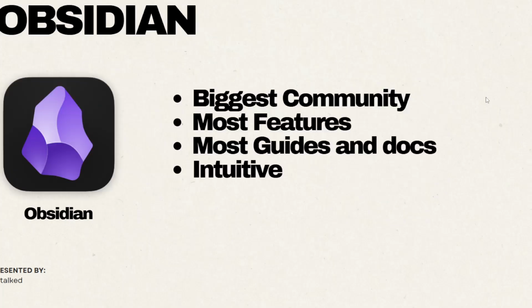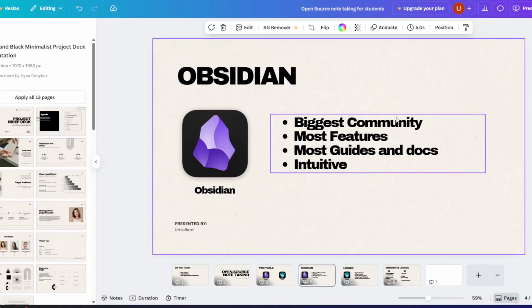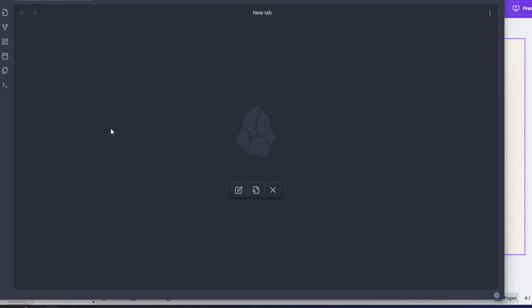So what is Obsidian? Well, it's a note-taking app. It has a very big community. It probably has the biggest community for a note-taking app. It has the most features, and the most guides and documentation that you could want. It's quite intuitive to use, but it's also a little bit complex. So we're going to take a look at this right here.